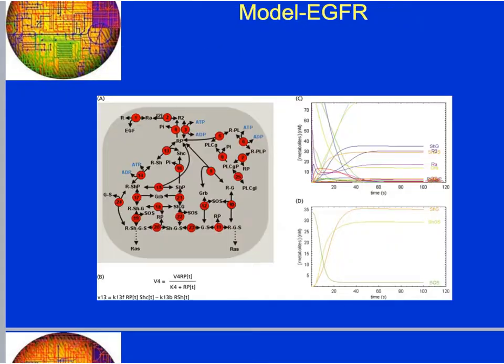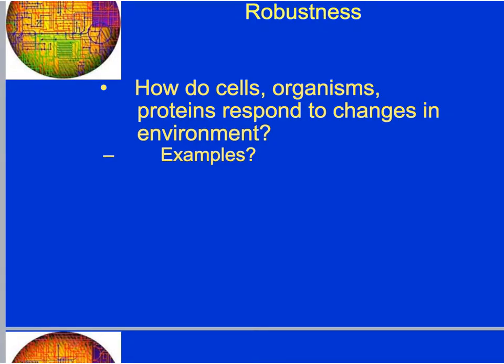So here's an example of EGFR, and again, we've got the cartoon of what's happening here, and then we have the results of the model over time. This is a summation of what we're seeing. The other thing we need to think about is robustness. How do proteins actually respond to changes in the environment? Think about something like heat shock proteins, and how those help turn on or off different genes.